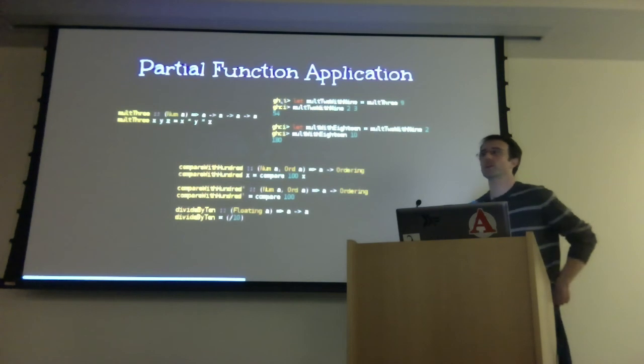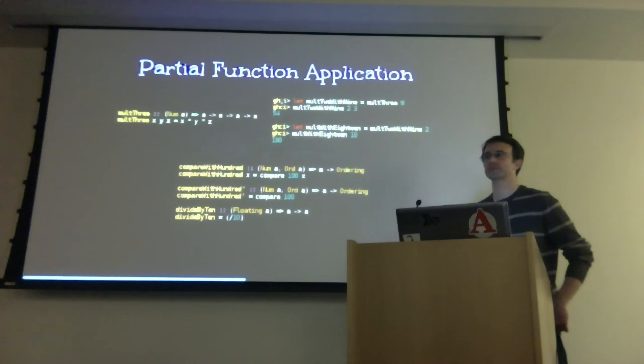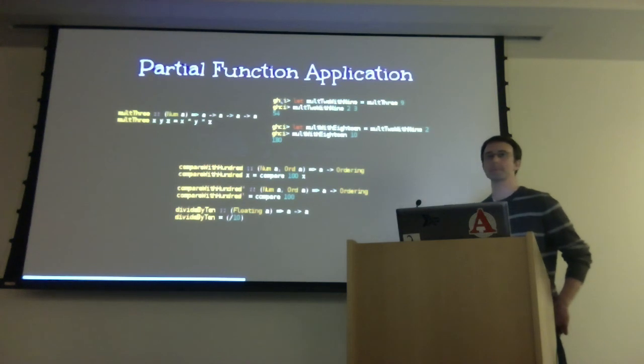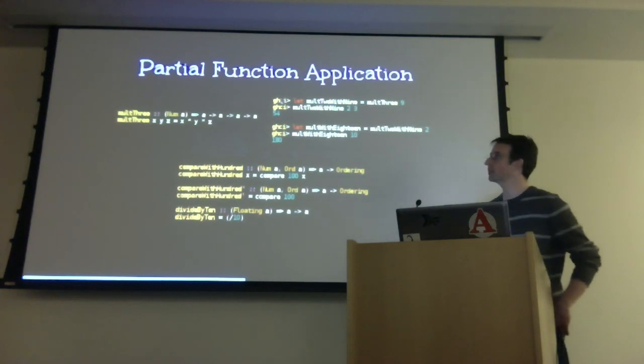You want to put the ones that are going to change the most often later in your argument list. Gotcha. And that way, people can apply them partially without having to play games. Okay. It seems that the type constraints are redundant.